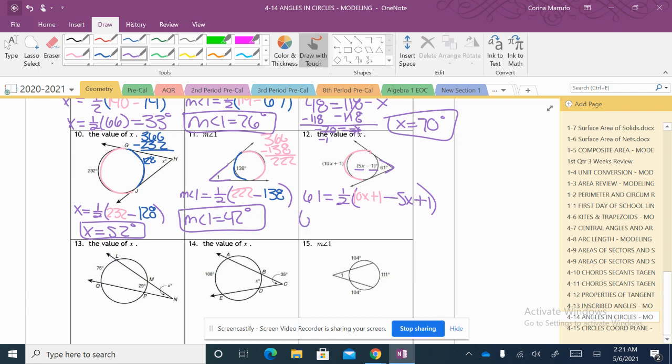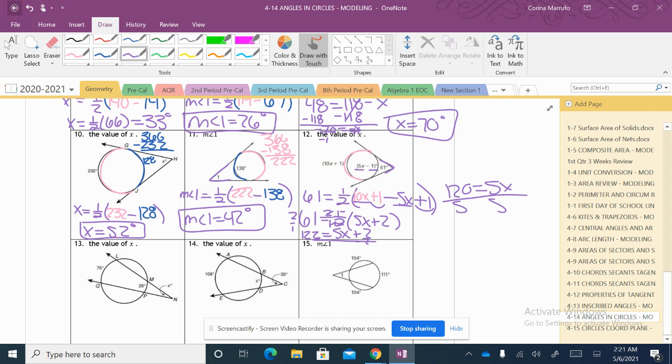We go ahead and solve, so we're going to combine our like terms. We have 1/2. 10 plus negative 5 gives me 5x. 1 plus 1 gives me 2. I'm going to get rid of the 1/2 by multiplying by the reciprocal on both sides. 2 times 61 is going to give me 122. This cancels, and we get 5x plus 2. We solve for x by subtracting the 2, and we get 120 equals 5x.